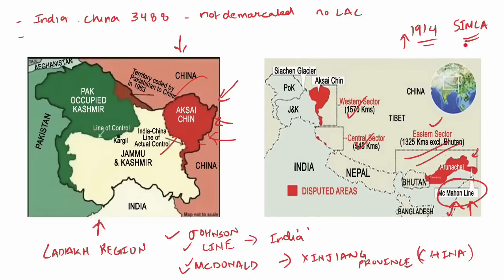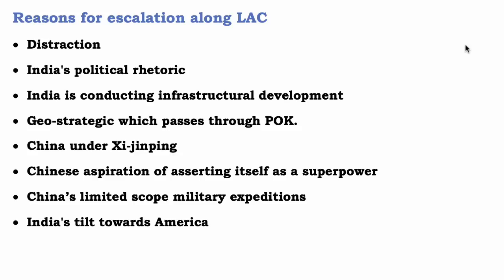Now, this brings us to the next question: what are the reasons for the escalation of the problem along the LAC today? Why is there a rise in escalations of the border dispute at the Line of Actual Control today? The first reason that has been highlighted by scholars is distraction. Now, China has escalated the intrusion efforts, as was seen during the Galwan clash also, to distract the world from the COVID-19 crisis, of which China was considered responsible.